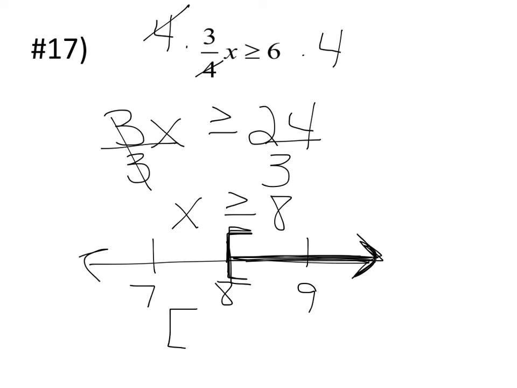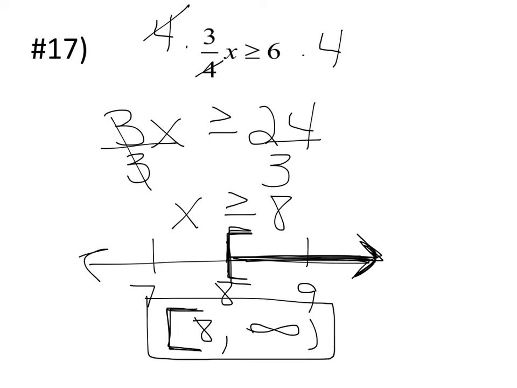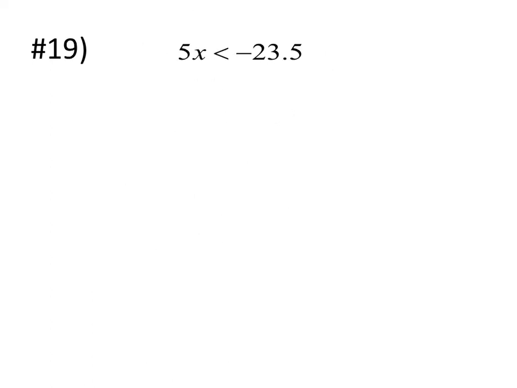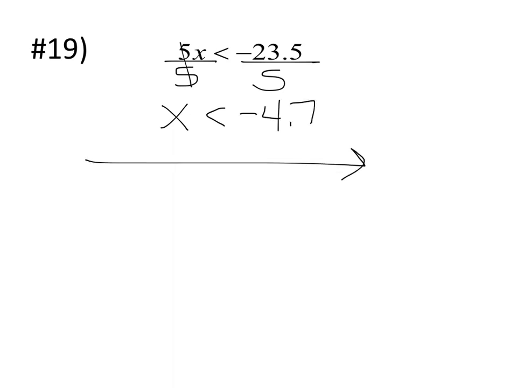Okay, when I go to draw my interval notation, I'm going to start with the bracket. So bracket on the graph, bracket in my interval notation. 8 to positive infinity. Infinity or negative infinity, always get a parenthesis. So it's 8 to infinity. And then here I'm going to divide both sides by 5. And I get x is less than -4.7. So I want to graph that.